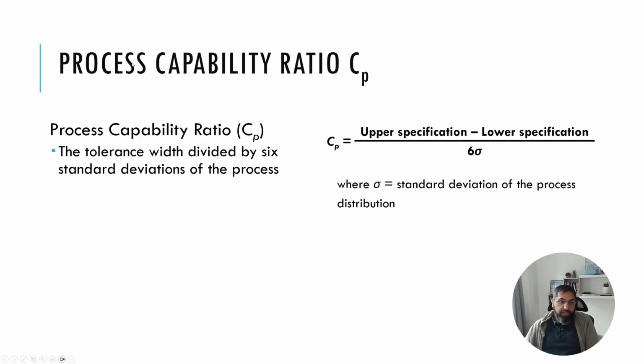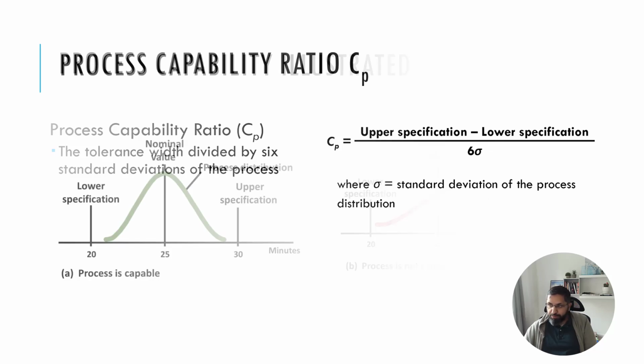We're going to look at two metrics of process capability. The first is called the process capability ratio, Cp. C stands for capability, obviously. P stands for process. The process capability ratio is the tolerance width, which is the upper spec minus the lower spec, so how wide is our tolerance, divided by 6 times sigma, where sigma is the standard deviation in the process output.